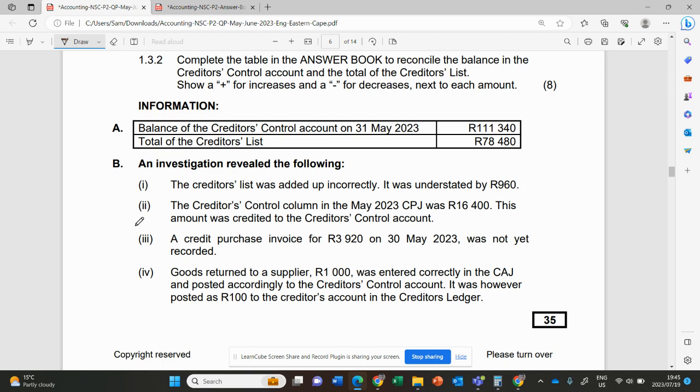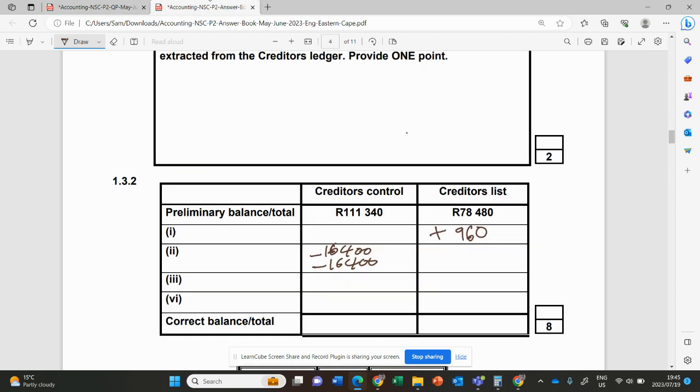Cool. Then transaction 3 says a credit purchase invoice for 3,920 on 30 May 2023 was not recorded. So they are talking about credit purchases. We went and bought stock on credit, then they issue an invoice. The effect of the invoice is increasing the debt. We're going to add. It was not recorded, it is an omission. So what are you going to do? You're going to add, say plus 3,920.